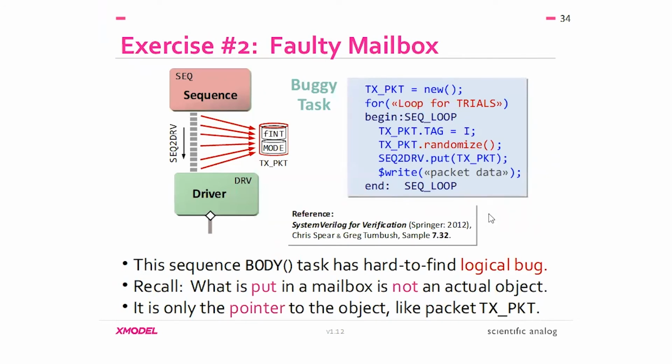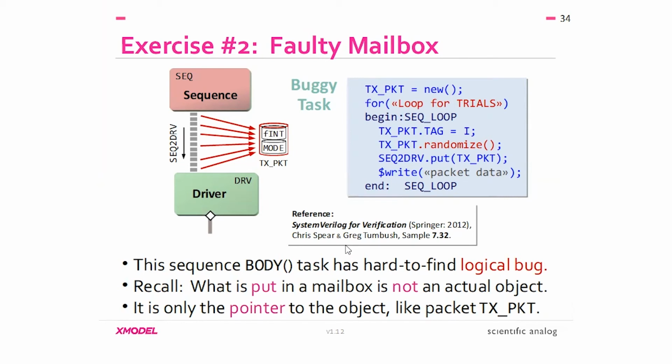Let's pause for a quick mental exercise. This is a version of our body task with a deliberate logical error. So let's take a few seconds, see if you can spot the problem. Well, the problem, of course, is that we've only constructed one packet. And every pass through this loop, we're simply assigning new values to that same packet. Only the final set of values will be visible to the driver code that gets the packet.